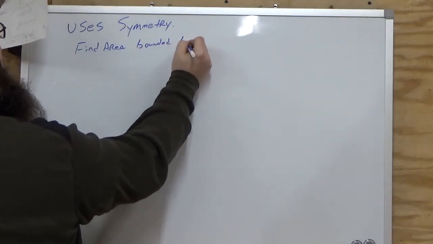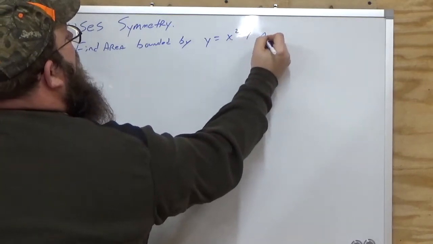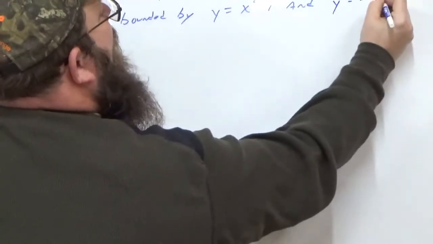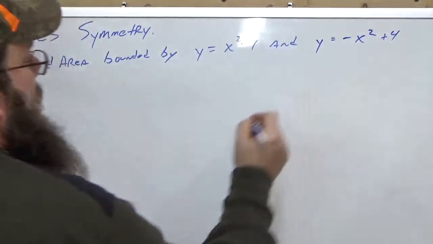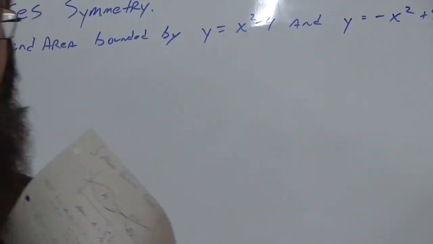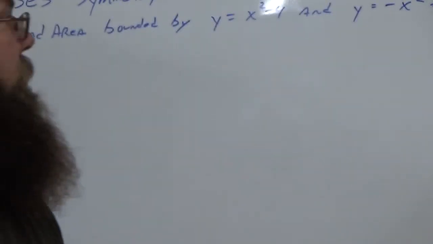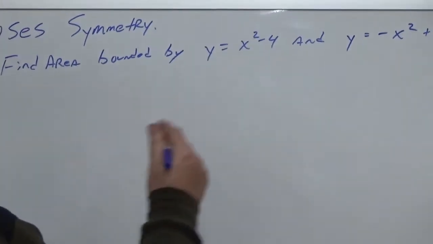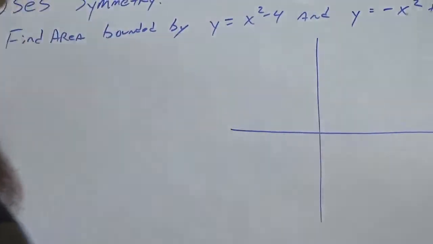bounded by y equals x squared minus 4, and I'm keeping this one really nice, negative x squared plus 4. And when we make this graph, you'll see what's going on here. So, there's our graph.